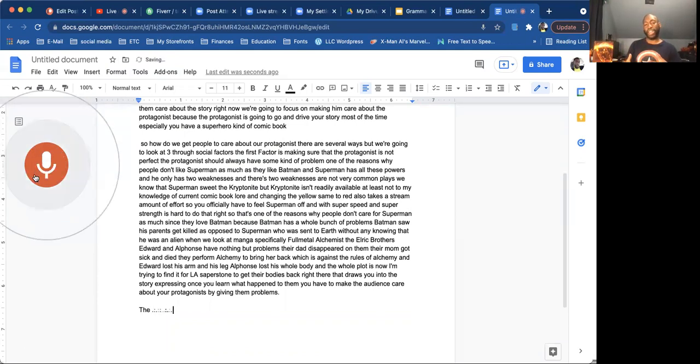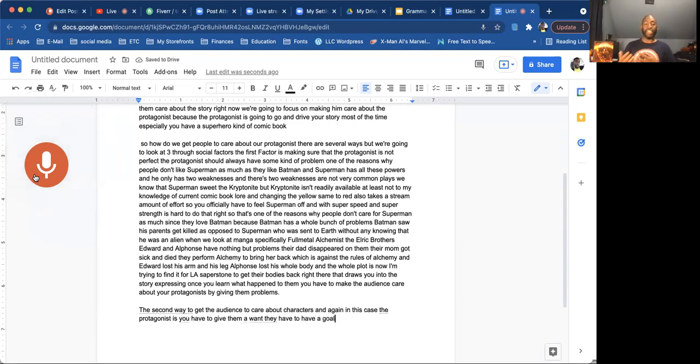The second way to get the audience to care about characters, and again, in this case, the protagonist, is you have to give them a want. They have to have a goal. Again, using the Elric brothers from Fullmetal Alchemist, the goal is to get the Philosopher's Stone. Why? So that they can get their bodies back.